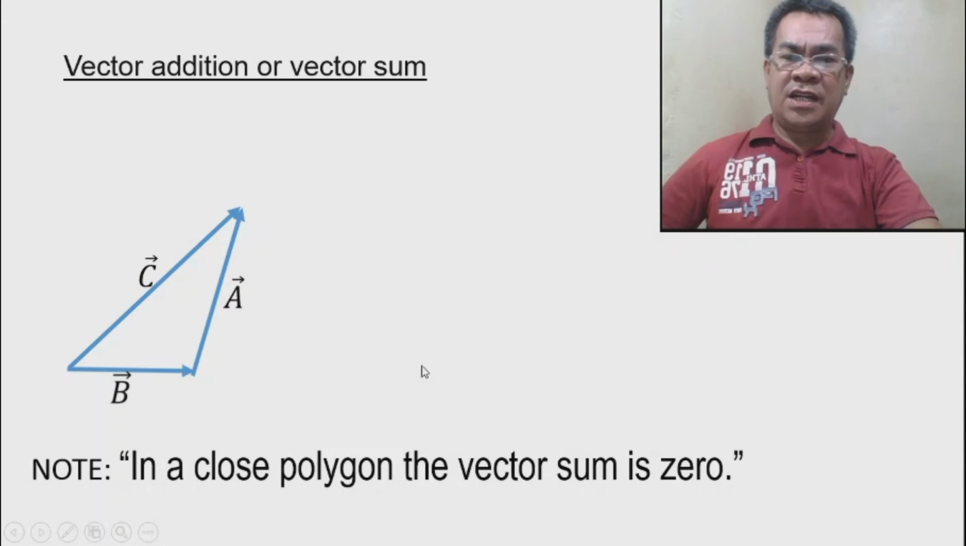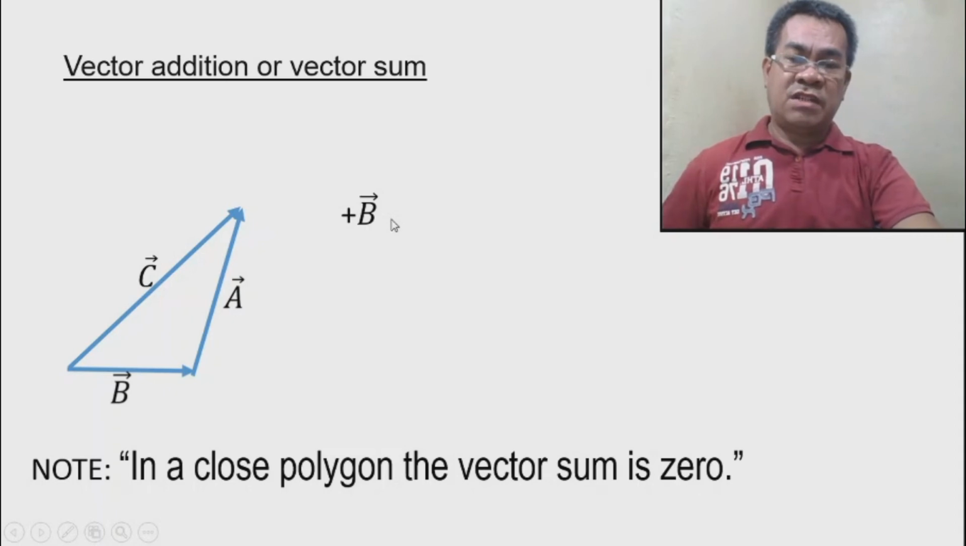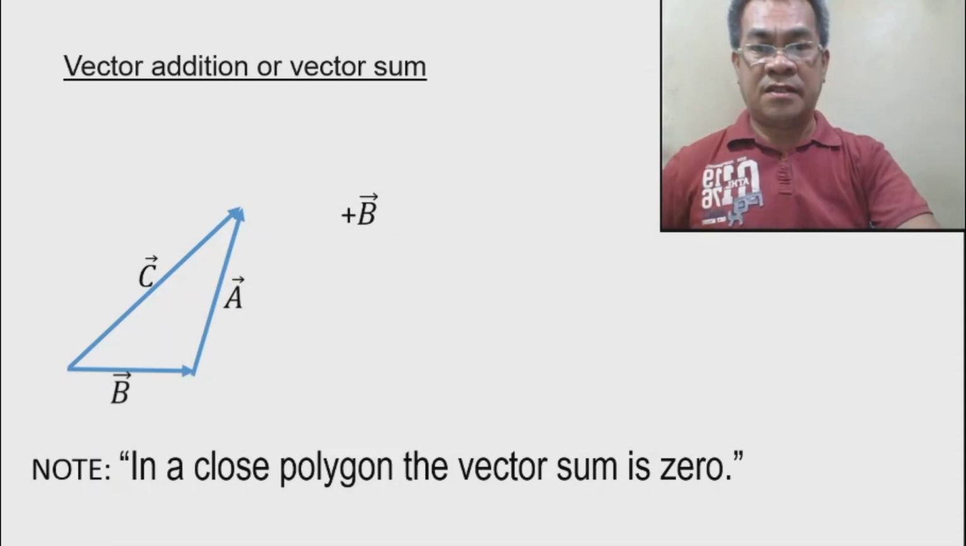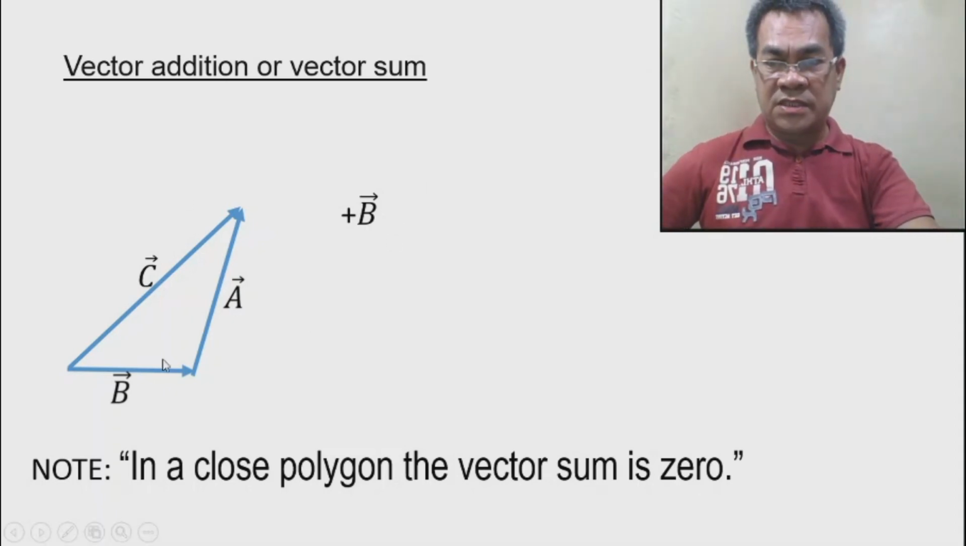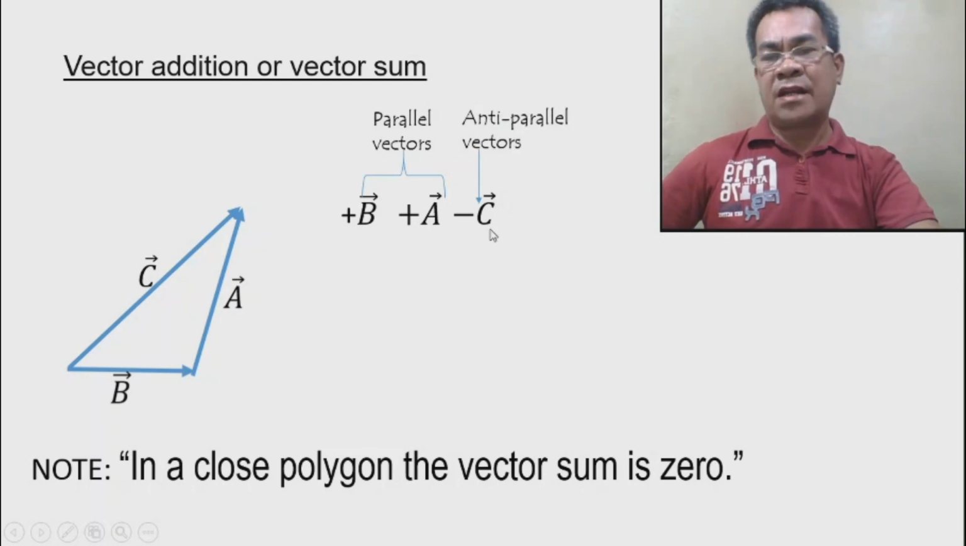So mathematically, this geometric presentation of three vectors can be converted into a mathematical sentence. We can say it in mathematics. This is parallel vectors, yes, plus. This is parallel vectors, yes, plus. So you have to add these, and we call this the vector sum. Then, this is anti, so this should be minus. So this is parallel vectors, and this is anti-parallel vectors.